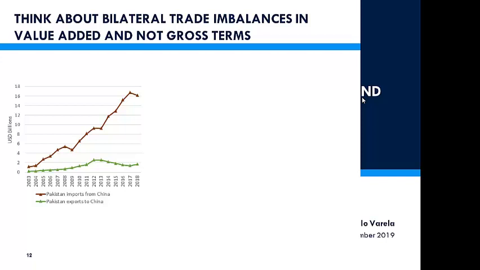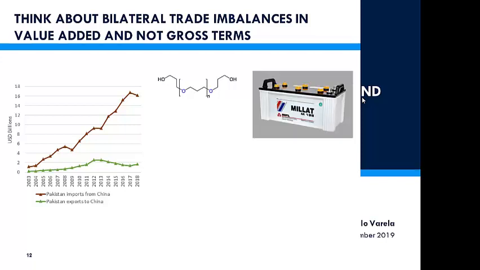Now, what is the problem of looking at the bilateral trade deficit? Should we evaluate the Pakistan-China free trade agreement by the bilateral trade deficit? Probably not. Why? I'm going to give you two examples. One thing that happened with this China-Pakistan free trade agreement is that Pakistani producers of batteries started importing evaporators from China. These evaporators were key to producing the batteries, and then these batteries were exported to Afghanistan.